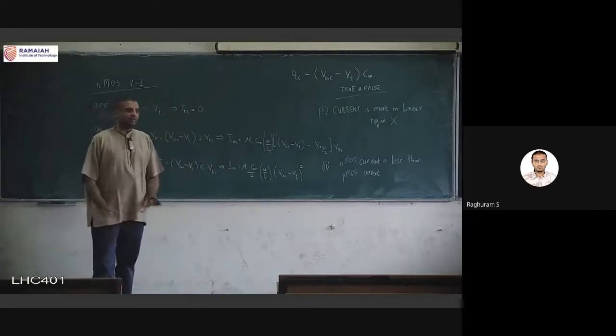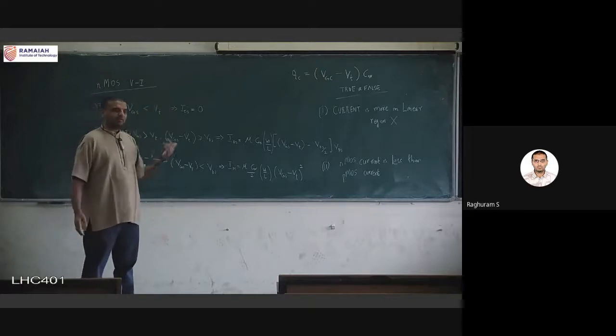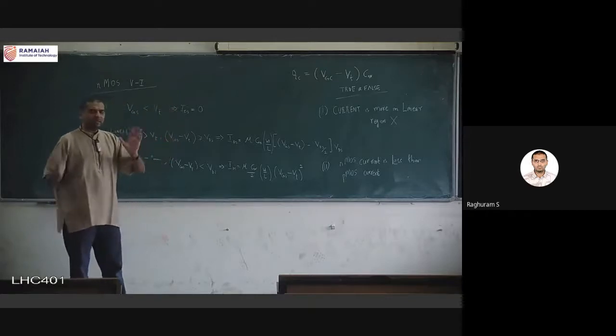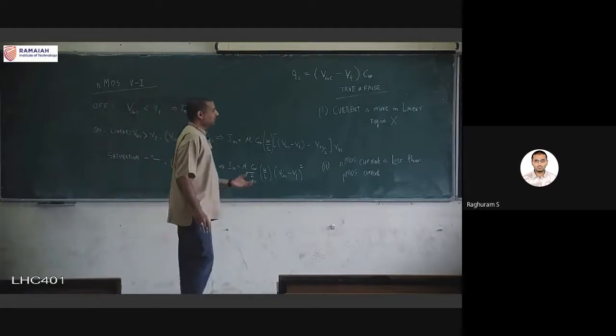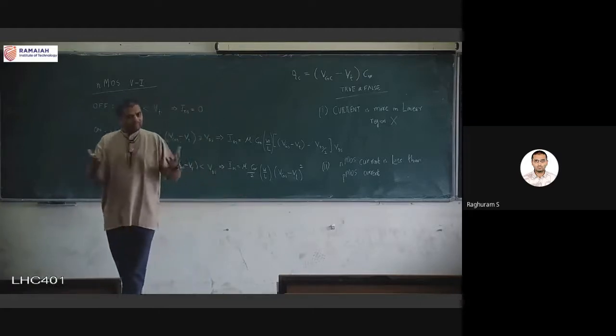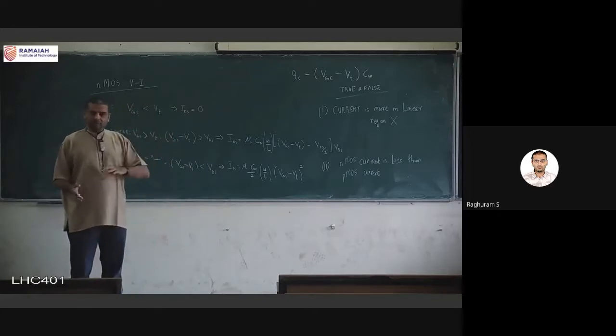This is not a trick question where one current is in first quadrant, another current is in third quadrant, etc. It is just the magnitude of the current. So NMOS current and PMOS current we want to compare, and obviously everything else is identical. That is, the power supply is identical, the W by L is identical.